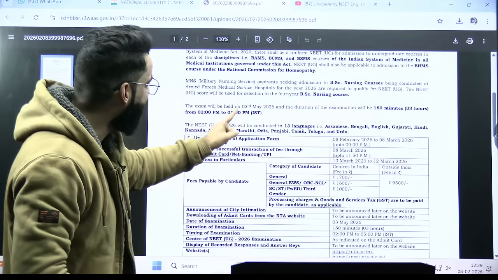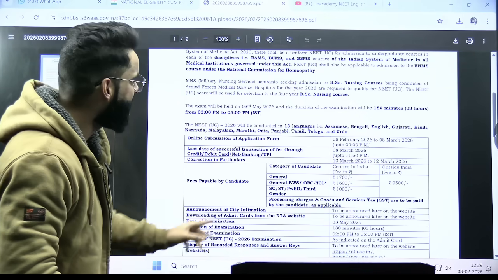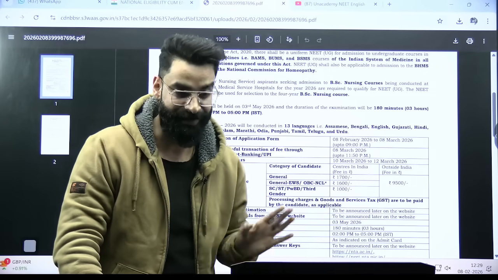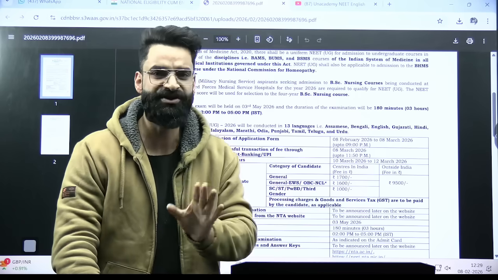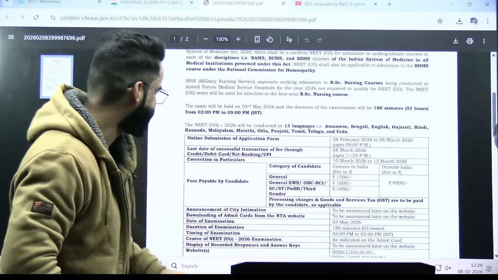The exam will be held on 3rd of May. So it's confirmed the exam is going to be on 3rd May 2026 and the duration of exam will be 180 minutes. So exact 180 minutes, it's not going to be 200 minutes. So please take a note of this. The duration of this particular exam is just going to be 180 minutes. Unlike it used to be before, like 200 minutes, not this time.